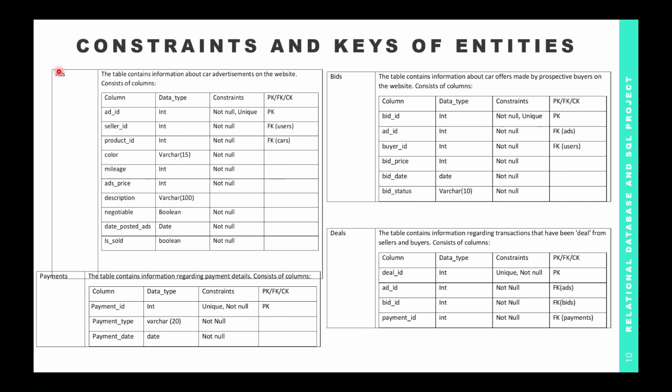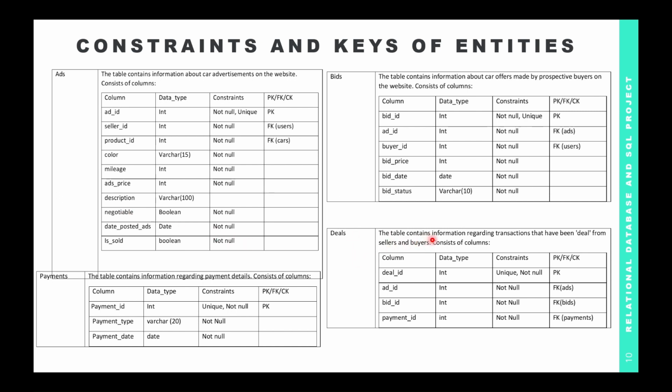We have the advertisement, or ads, table. It contains information about car advertisements on the website. It has ad ID as the primary key, and seller ID and product ID as foreign keys from the users table and cars table. These are the constraints and these are the data types. Next we have the bids. The bids table contains information about car offers made by prospective buyers on the website. It consists of the columns bid ID as a primary key, and also ad ID and buyer ID as foreign keys from the advertisement table and users table.